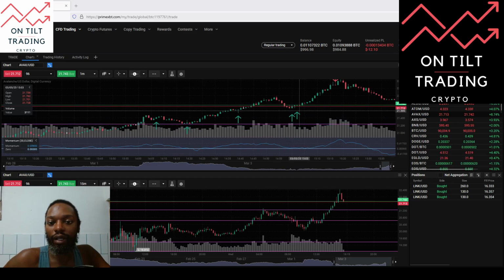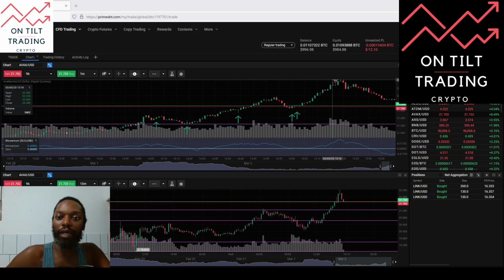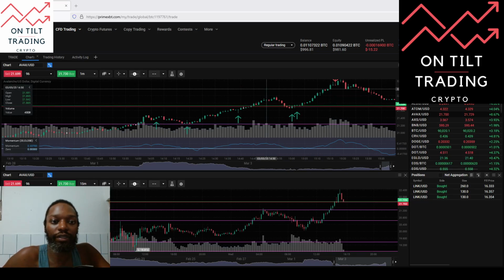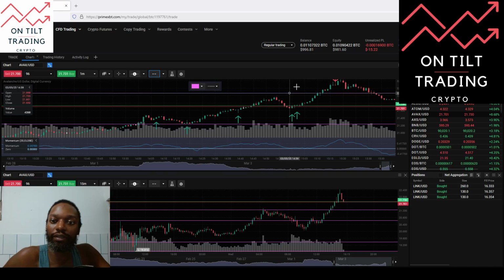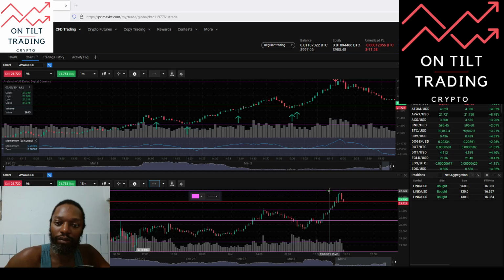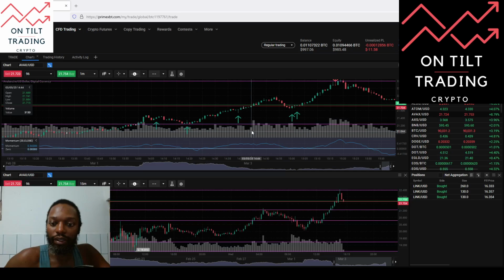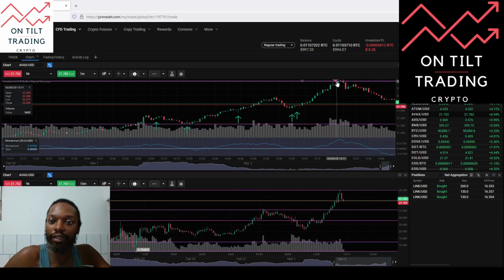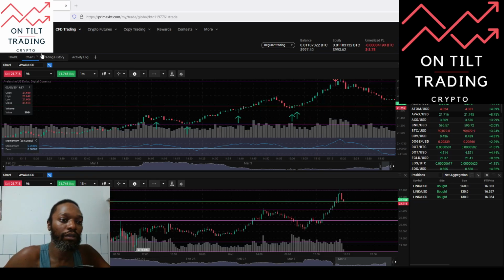And here, this is the last pullback before it met my target. Up here, this is R6, right up here, where my target got hit. Right there. So you can see the full traverse right there. And I took profits here at the 1580 mark.